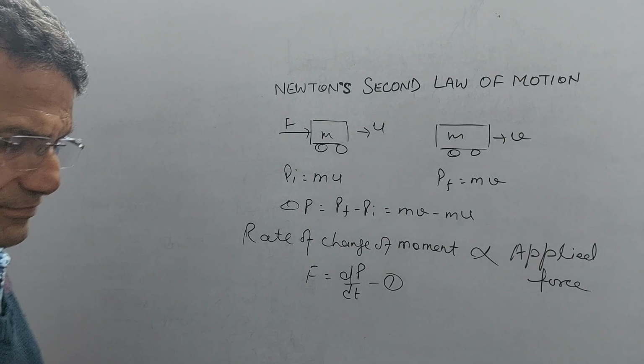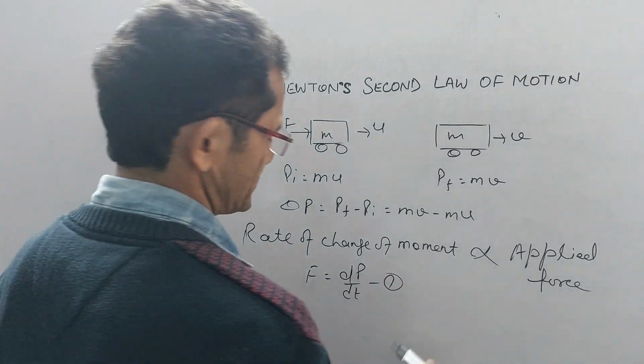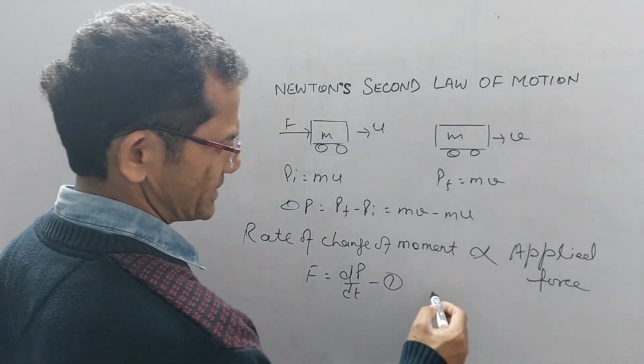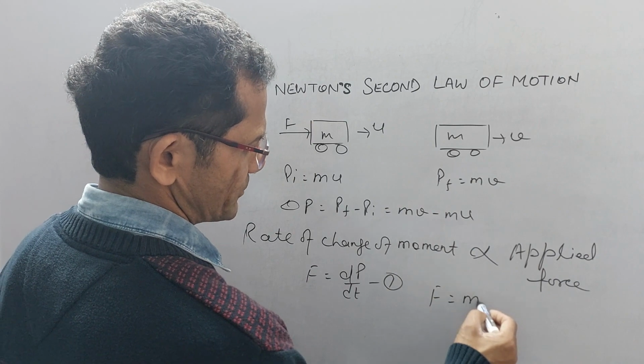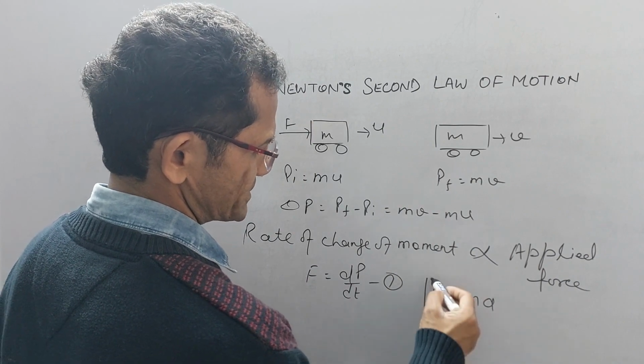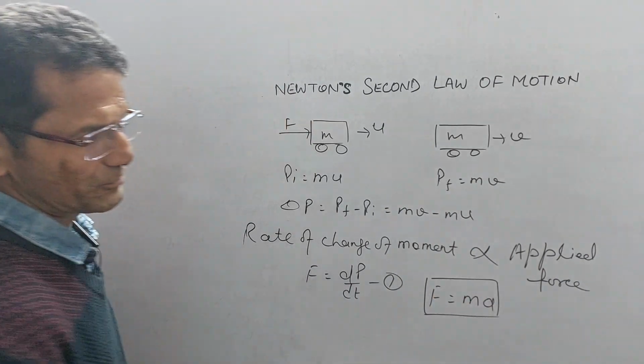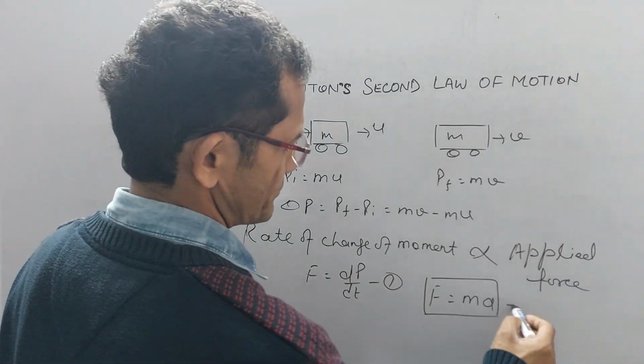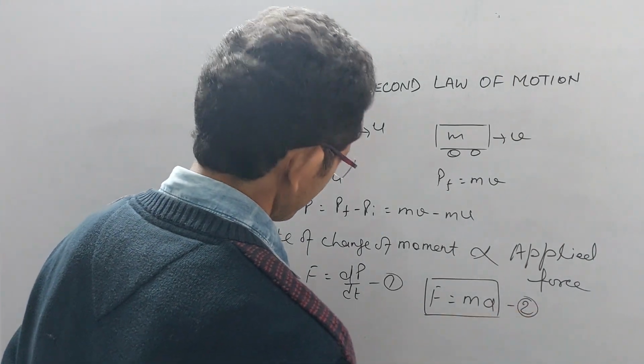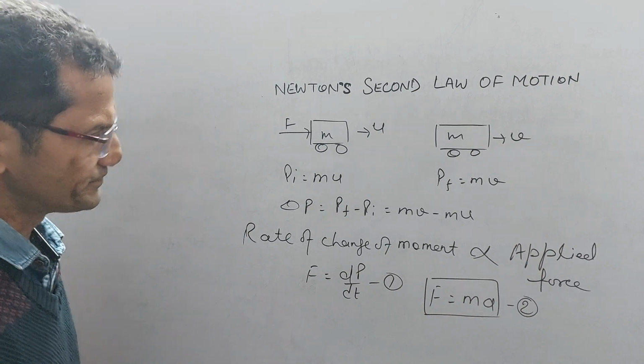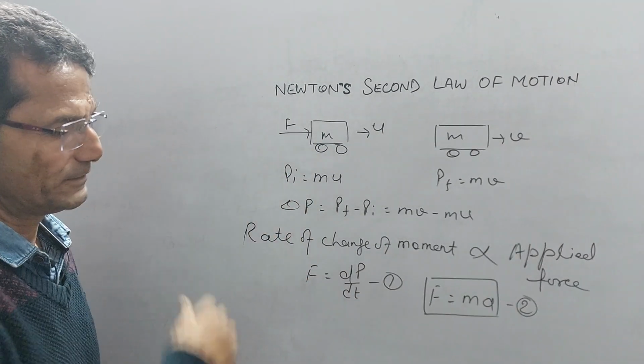Now it has another form also. After calculating this, we will get force is equal to mass into acceleration. This is the second form of Newton's second law. These are the two forms of Newton's second law. We will discuss one example under this law.